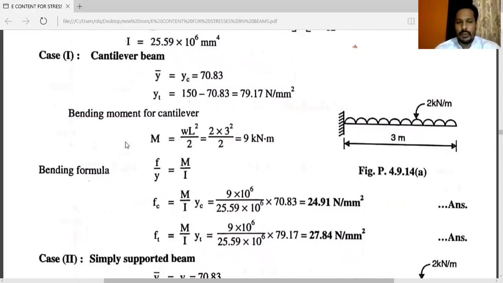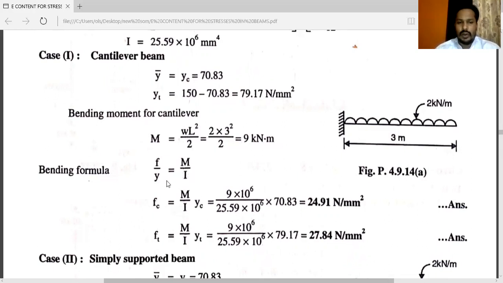Here we know the formula for bending moment of cantilever, that is W L square by 2 from chart. If you don't have chart, then you can calculate bending moment for cantilever by using our regular process. Answer is 9 kilonewton into meter. Now we know the flexural formula, or you can say the bending formula. F by Y is equal to M by I.